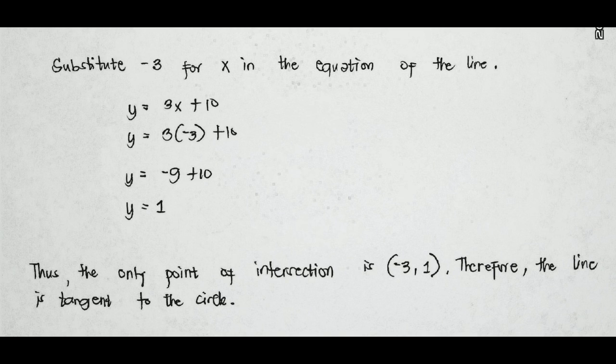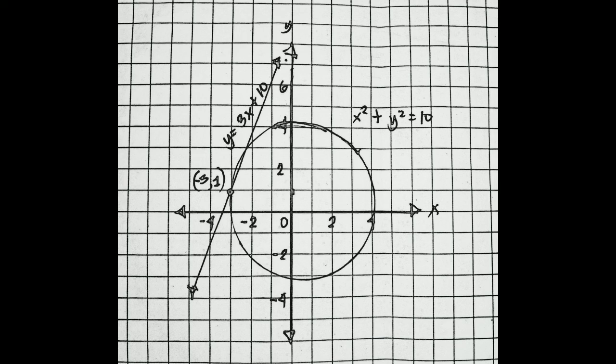and then copy the 10. So y is equal to, simplify the 3 and the negative 3, which is 3 times negative 3 is equal to negative 9, and copy the 10, and then we are going to add these two numbers. So negative 9 plus 10, that is positive 1. So our y is equal to positive 1. Thus, the only point of intersection is (negative 3, 1), which is our x and y, and therefore the line is tangent to the circle.